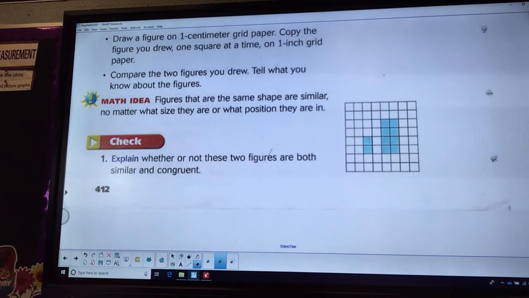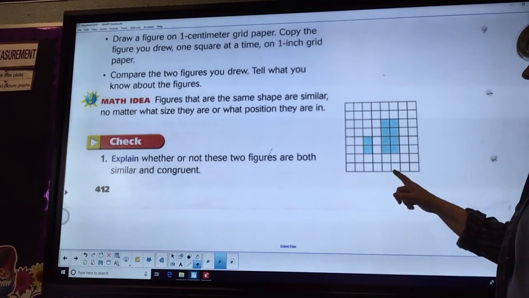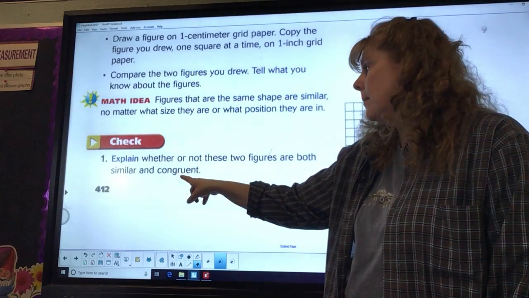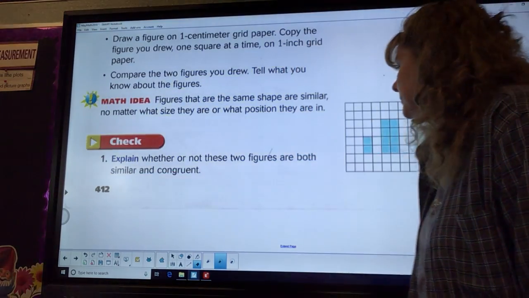So we consider them to be similar, but they're different sizes, so they're not congruent. So yes, they're similar, but they are not congruent. Because remember, congruent, you have to have exactly the same size and shape. So they are similar.